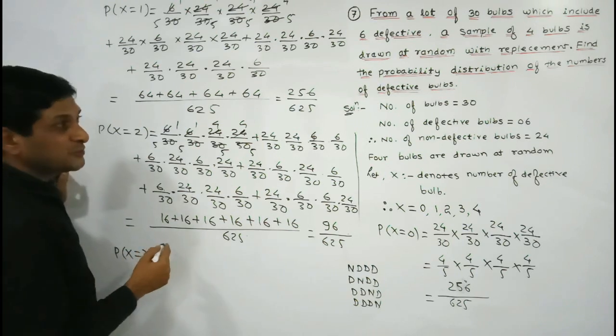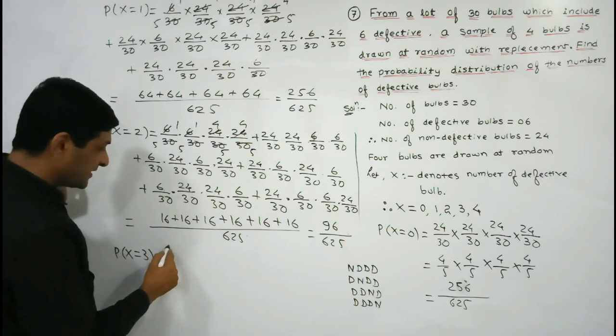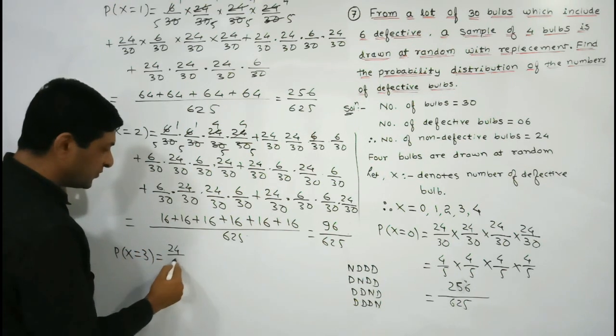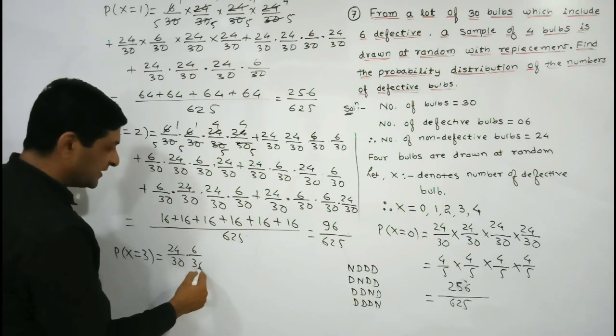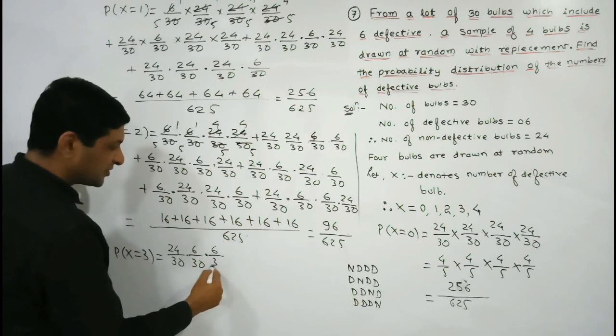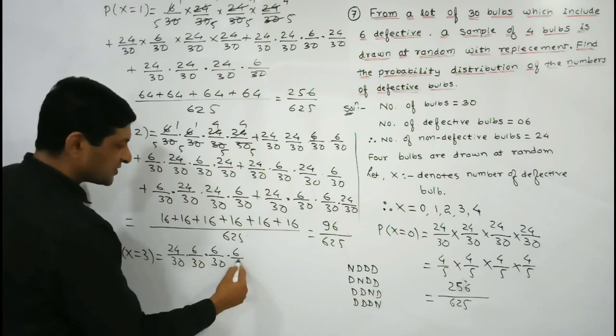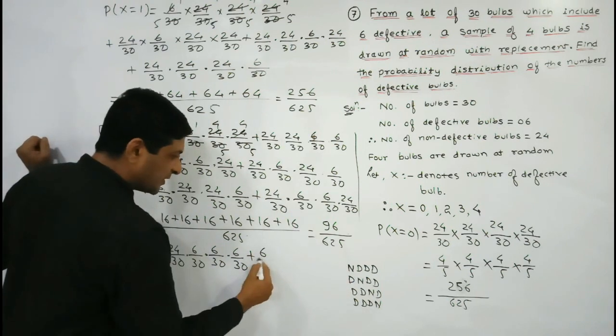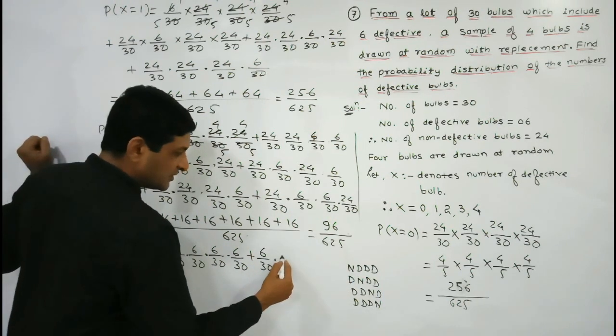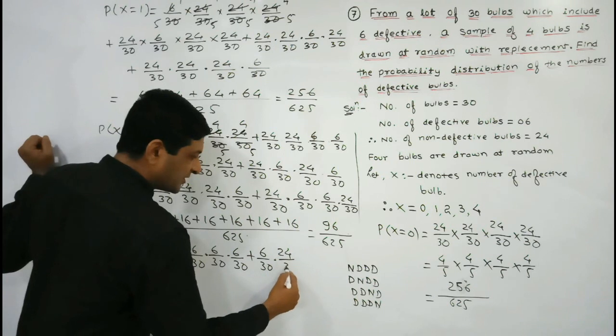Now non-defective means what? Non-defective means its probability is 24 upon 30. Defective means what? 6 upon 30. Again defective means 6 upon 30. Again defective means 6 upon 30. Plus again defective means 6 upon 30. Non-defective means 24 upon 30.